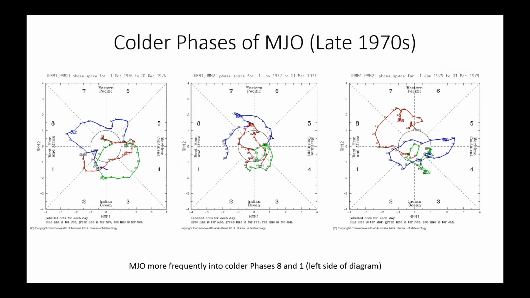I was looking at different MJO phases over the years, specifically the decades. And I noticed the blue line here in every case, and here's a red line for January in this far right diagram. But in general, we saw more of the colder phases of the MJO in the late 1970s. Now, those were very frigid winters across the eastern U.S. So it's no coincidence that we have this kind of pattern going on in the late 1970s.